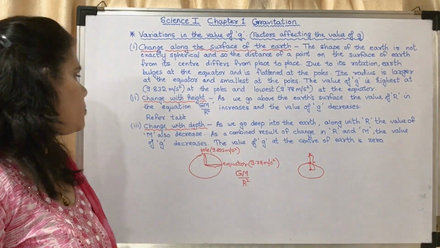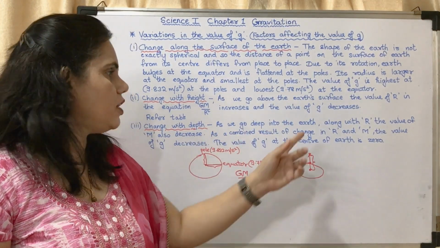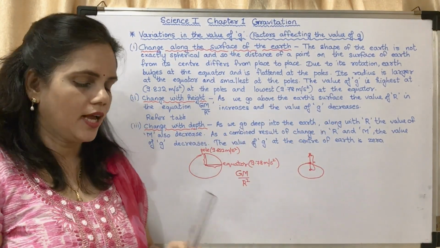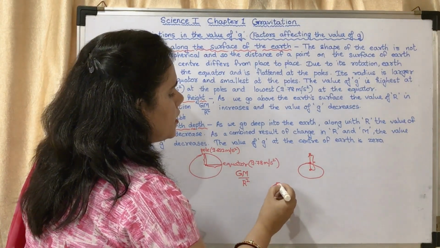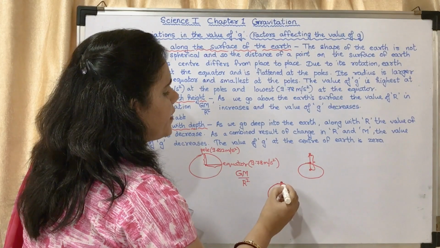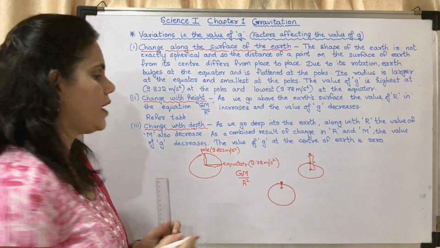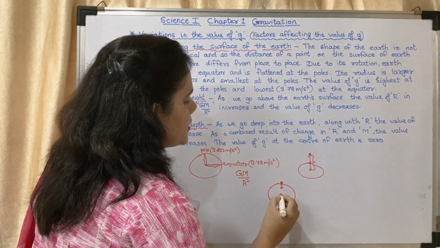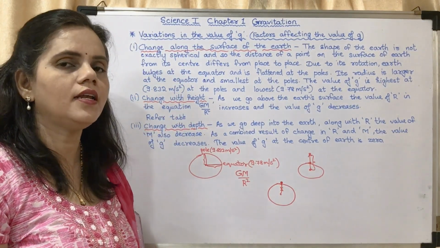Now the change with depth. As we go deep into the earth, the value of r will reduce. That means if this is the earth and this is the surface, and we are going inside, the distance from the center will reduce. Understood? The value of r will reduce.